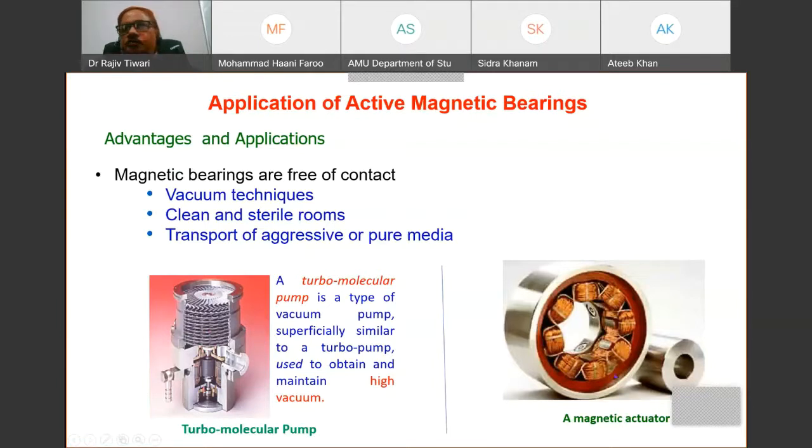This is a typical magnetic actuator, an 8 pole magnetic actuator, or 4 pairs of poles, and this is the core which is generally there on the shaft here. Another advantage of this is that there is no contact between the rotor and the stator, so it is free of contact, and there is no lubrication, so it can be used for clean and sterile rooms for medical applications, or for transporting aggressive or pure media like nuclear materials.